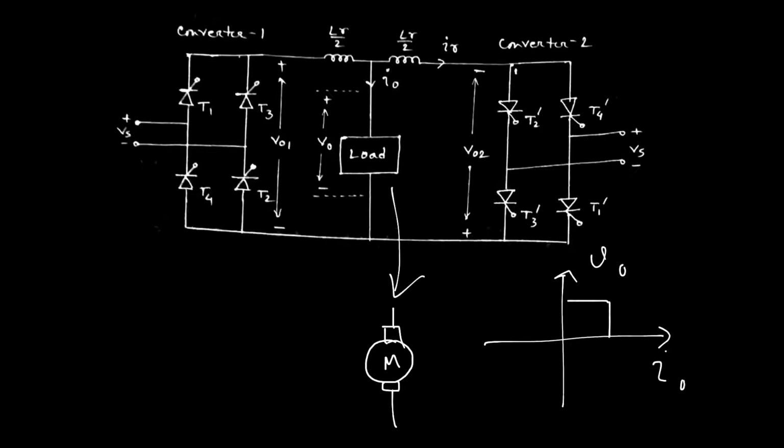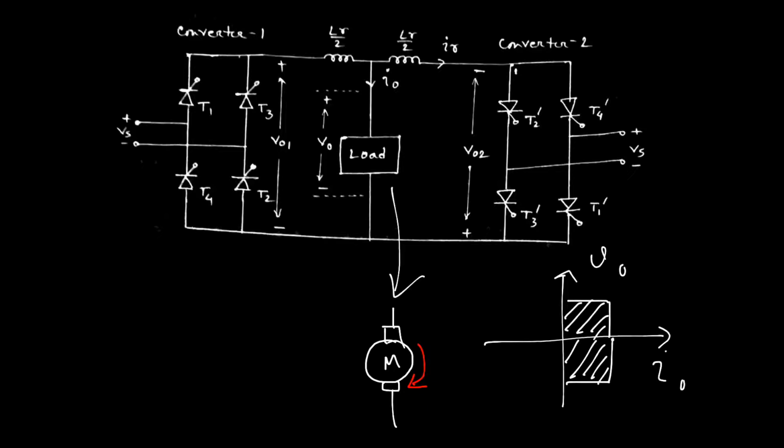And due to the presence of inductive load, it will cover both quadrants, that is the first quadrant and second quadrant, right? So we can assume the load is a DC motor. When the first quadrant operation is covered by using the proper firing angle alpha at converter circuit 1, then the motor is moving in the forward direction, in this direction. Then it is working as a motoring action.